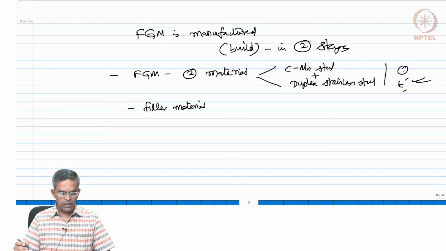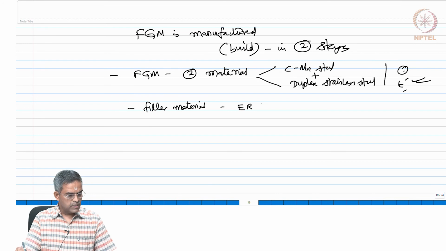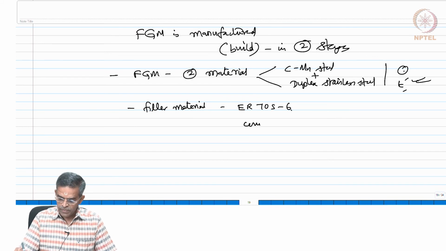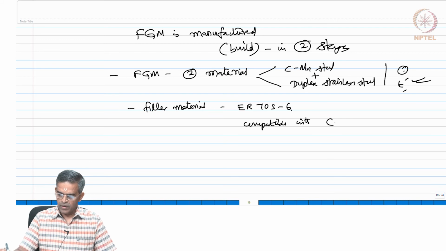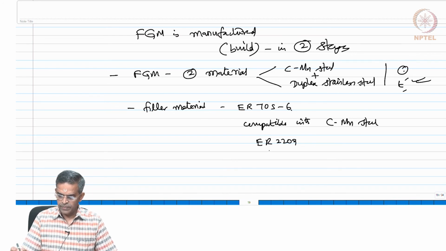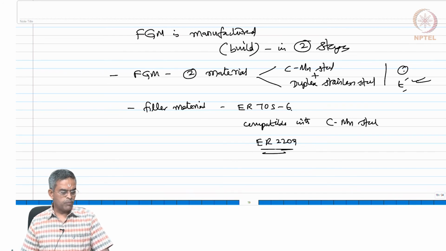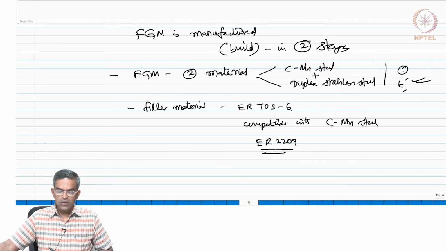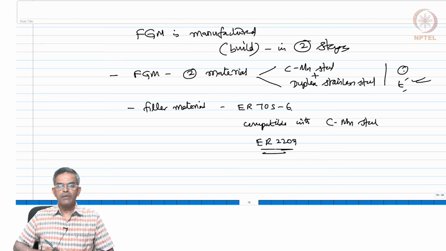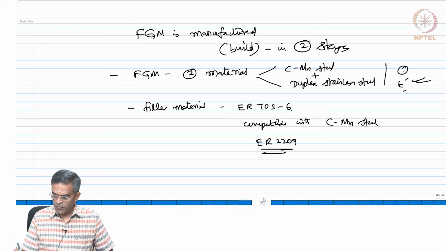The filler material actually used in this case is ER70S6, which is compatible with carbon manganese steel, and ER2209 grade, which is a duplex stainless steel. Okay. So, now we can show the chemical composition of the filler material.